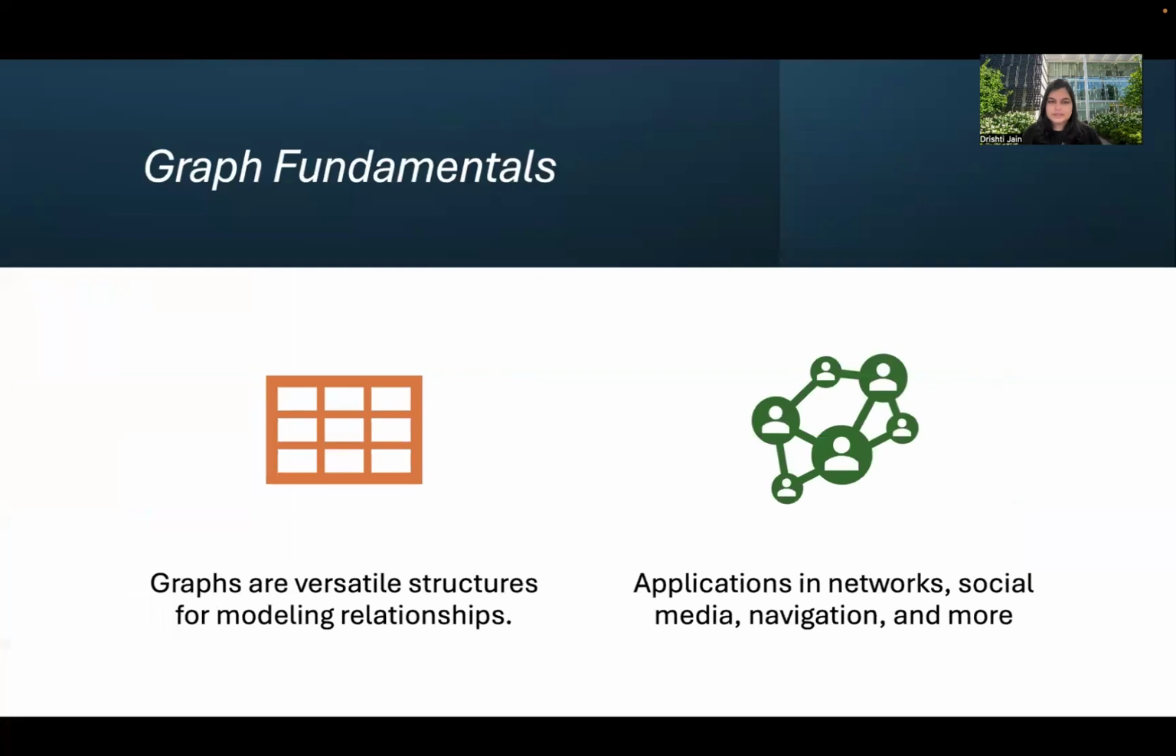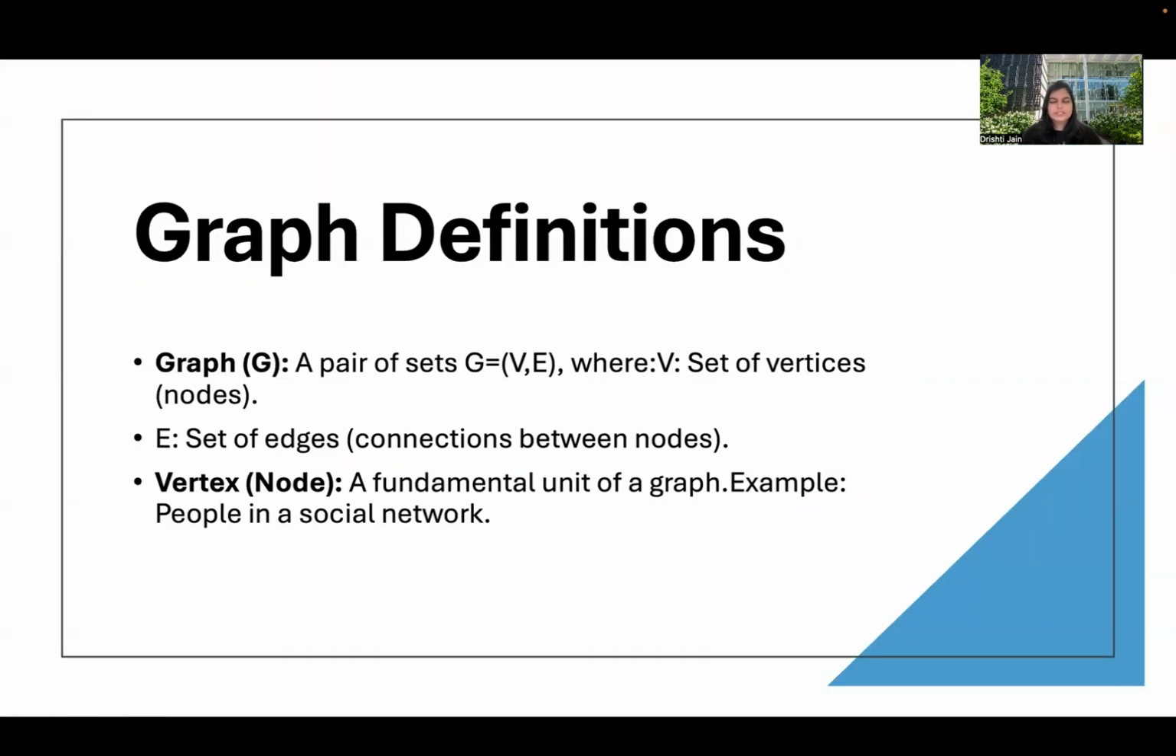Graphs are versatile data structures for modeling relationships. They have applications in networks, social media, navigation, and much more. Every place wherein there's a node and there's some relationship associated between different nodes, a graph is used. Also, graphs can have closed loops. A graph is generally represented as G = (V, E), where V is the set of vertices and E is the set of edges. Edges represent the connection between nodes, and vertices are the nodes of the graph.